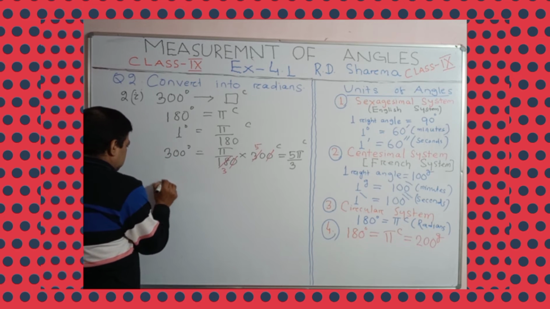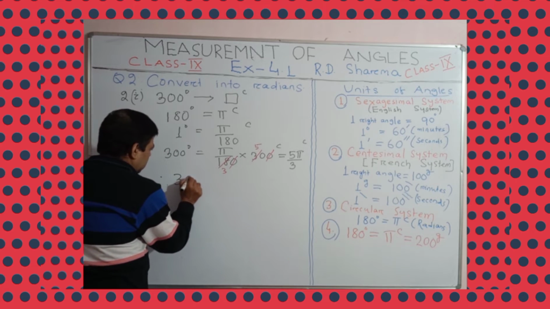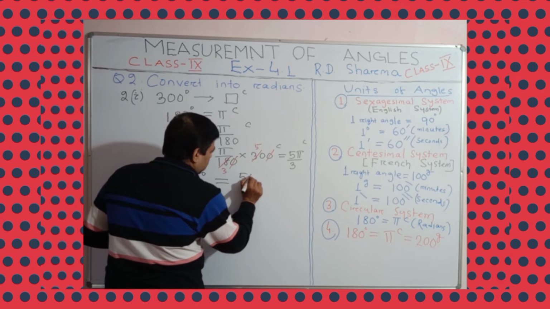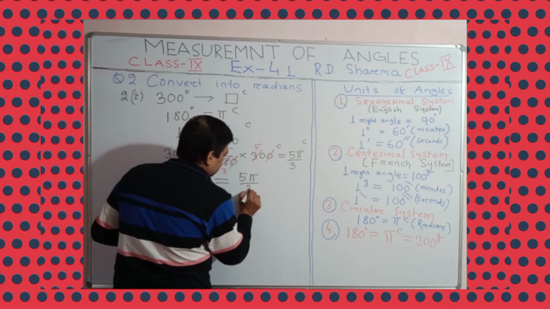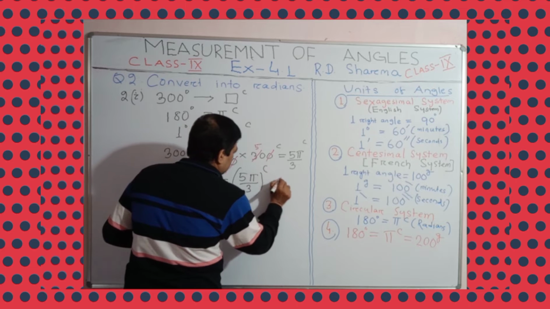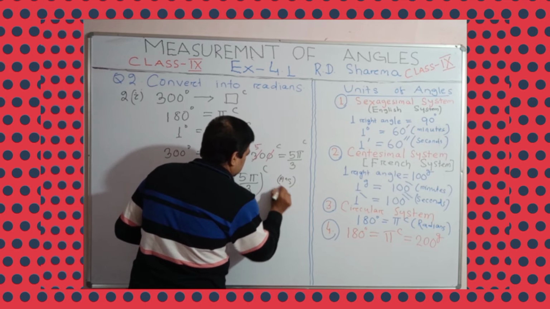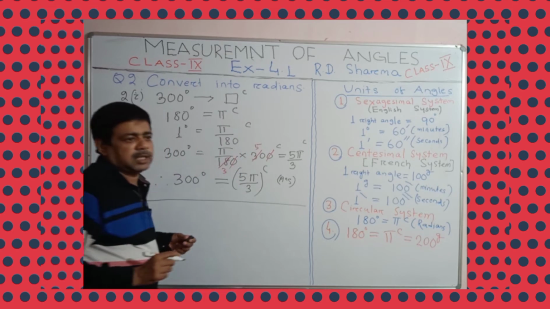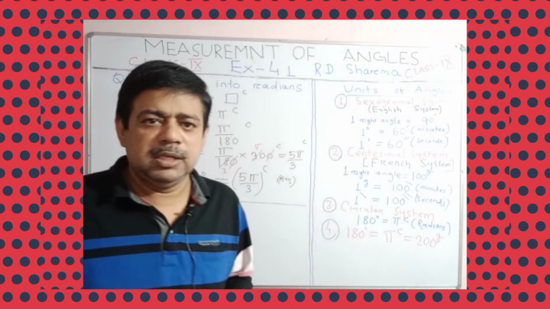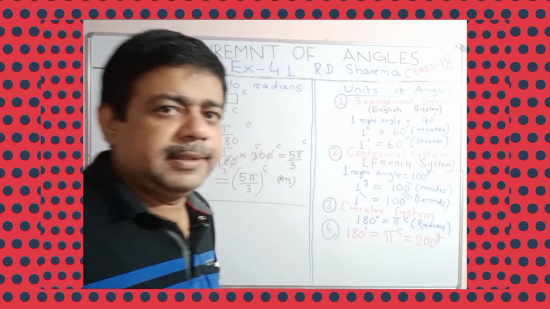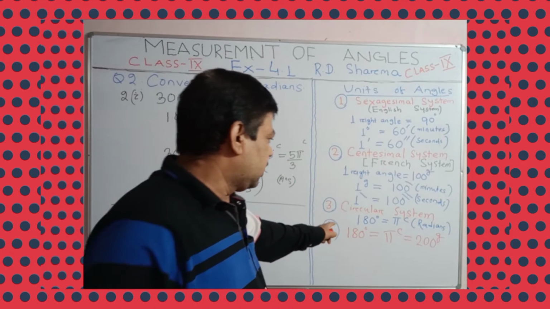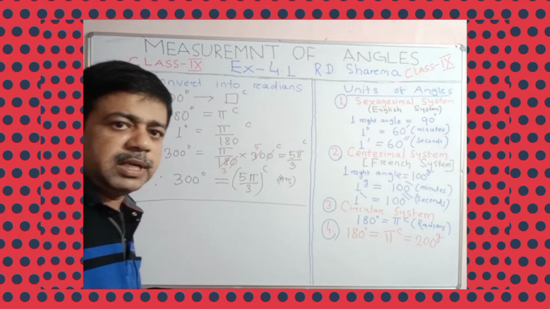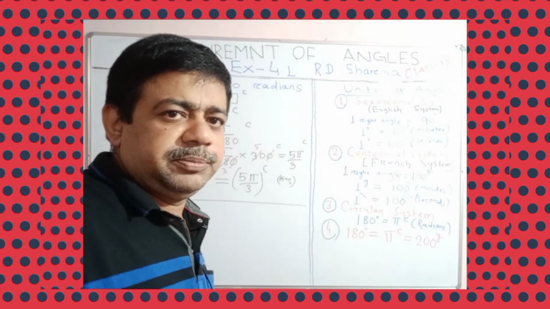Hence, we got 300 degree is equal to 5 pi by 3 radian. Very simple. This is the conversion of the angle from degree to radian. The angle in degree was given, and here we converted into radians using the relationship 180 degree is equal to pi radian. Okay, the last 4 points, note it. Understand?